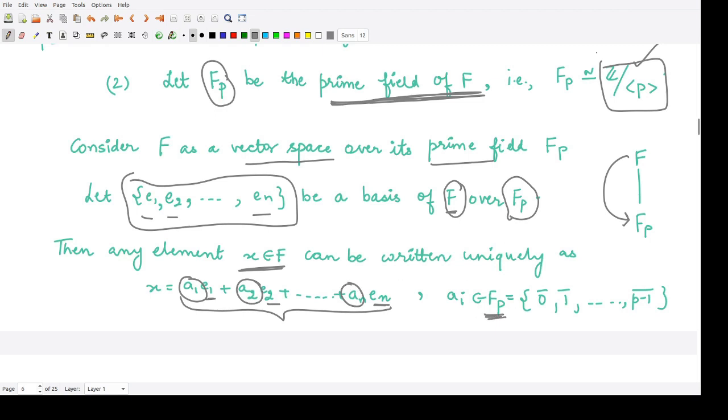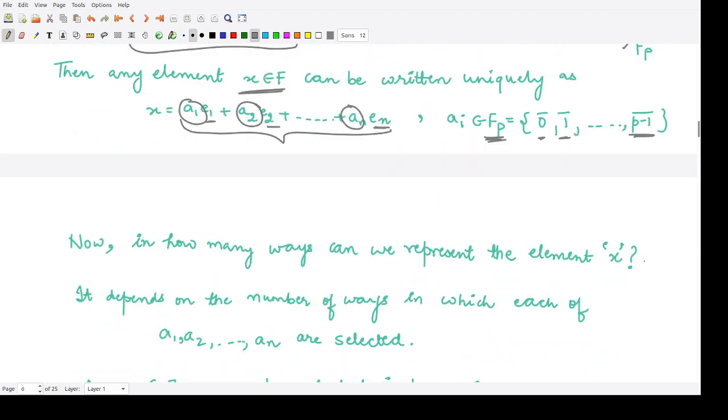And what is this Fp? This is the integers mod p. So the only elements of this field are the equivalence classes, that is, the 0 class, 1 class up to p minus 1 class. The next thing is, in how many ways can you represent the element x? That would tell you how many elements are present in F. So we will see in how many ways a1 can be chosen, a2 be chosen, an be chosen.